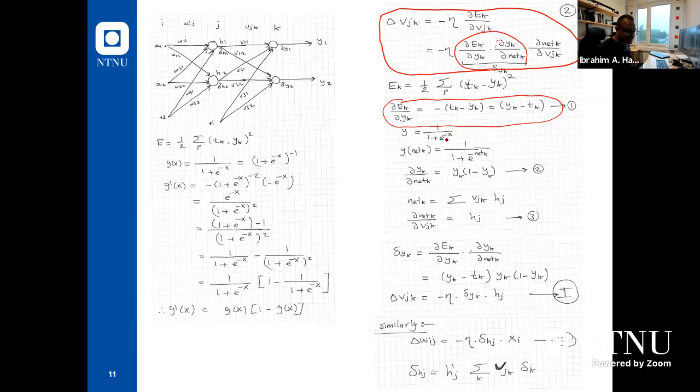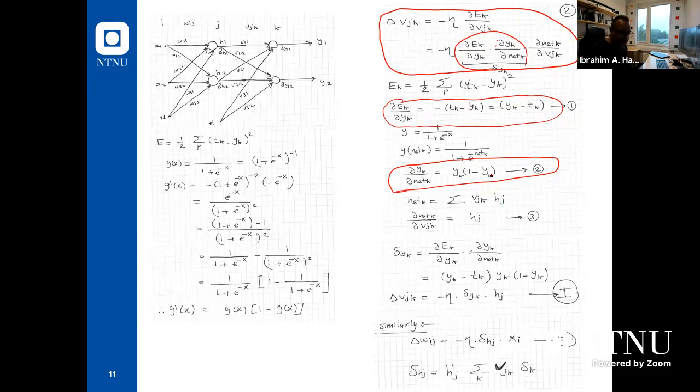This is Y and this is net, or X. Y equals 1 divided by 1 plus exponential minus net. So partial Y by partial net will be Y times 1 minus Y. Now we got the second term. The third term, partial net by partial V, is extremely simple, because net equals VH plus B.